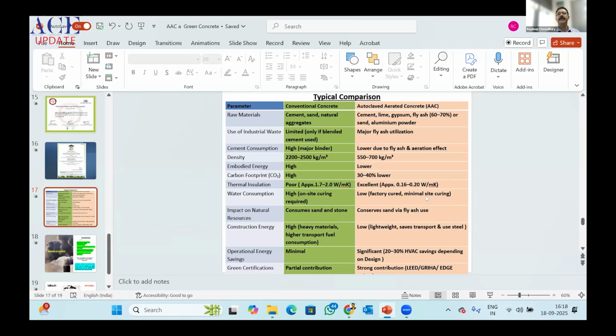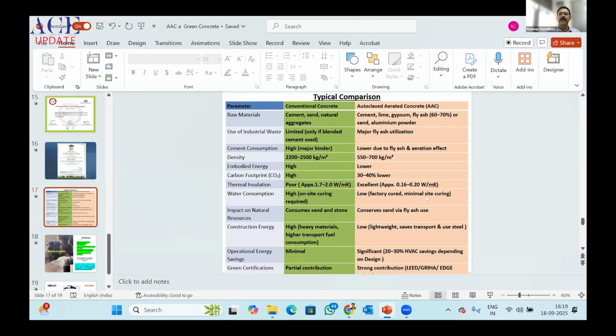The density of conventional concrete is 2200 to 2500 kg per cubic meter. In contrast, you take 550 to 700 kg, even if you take the design density, 850, 900. So it's 1/3, and that cuts down your dead load, which I have already mentioned here. Embodied energy is very high in conventional concrete, but it's very low in the case of the AAC product. Carbon footprint naturally will be high, and it is 30 to 40% lower than cement concrete.